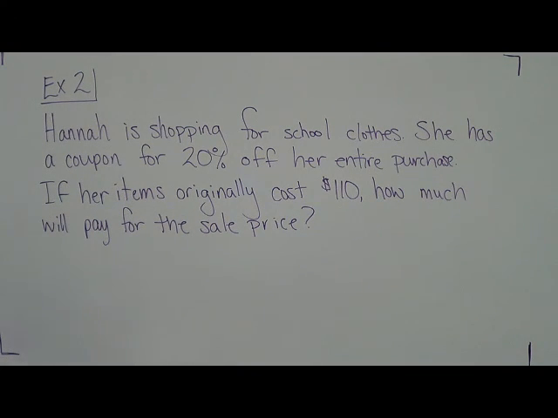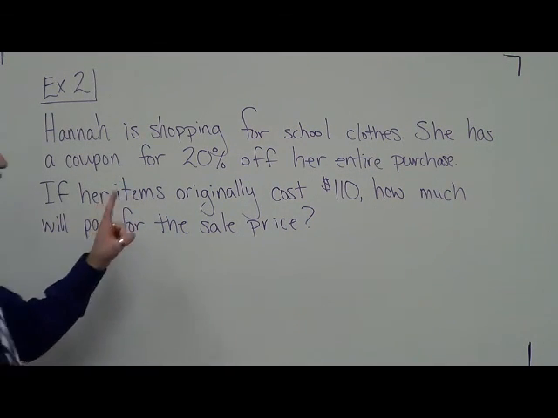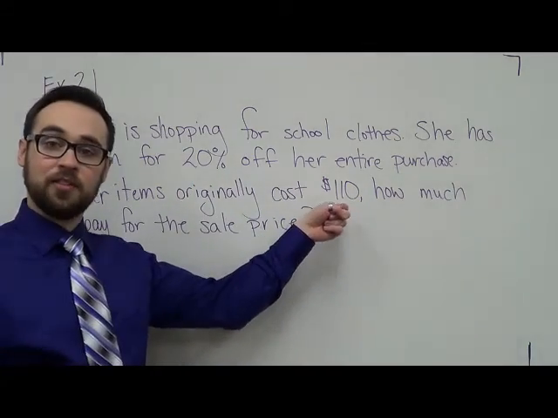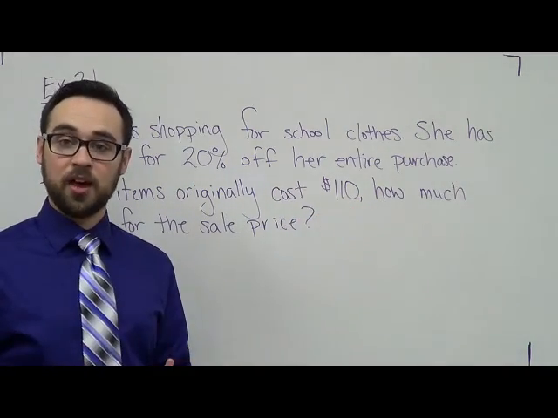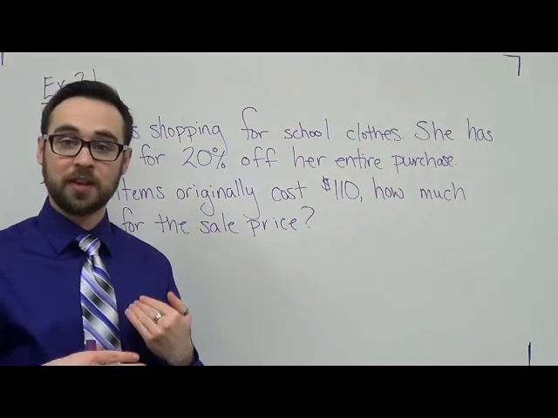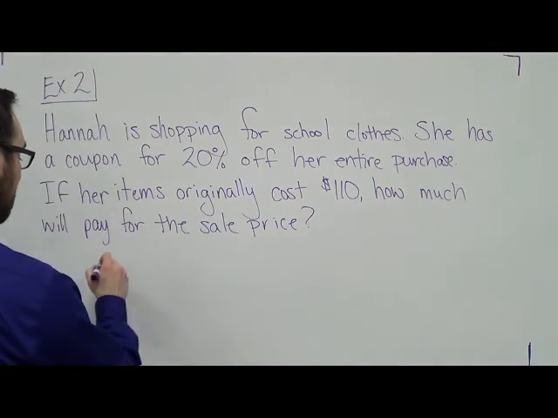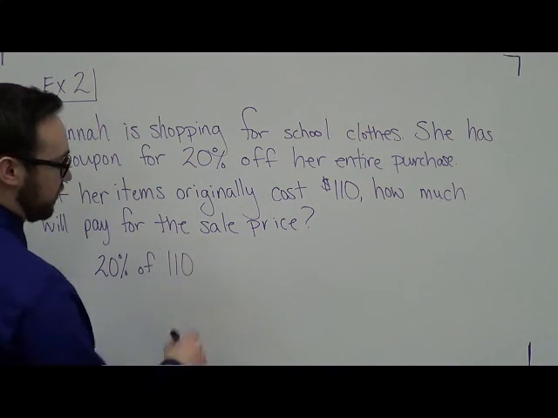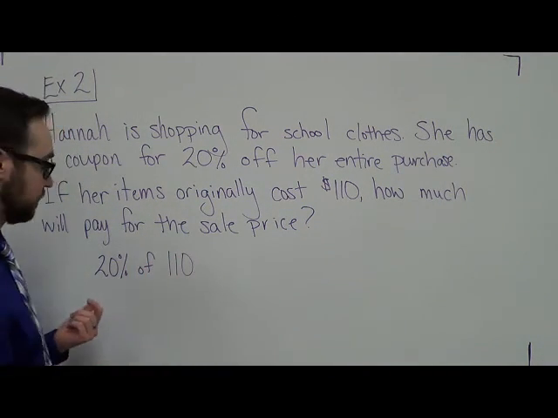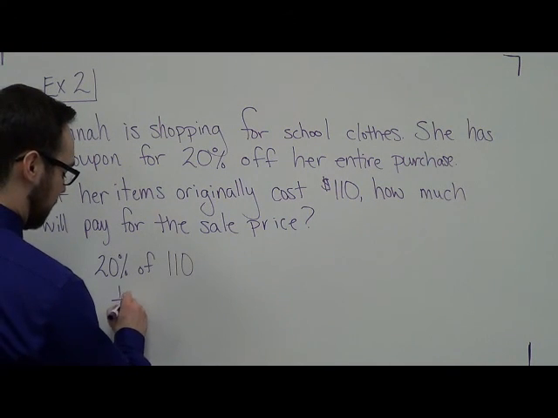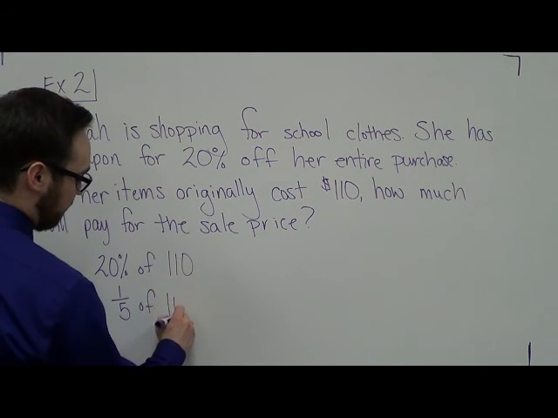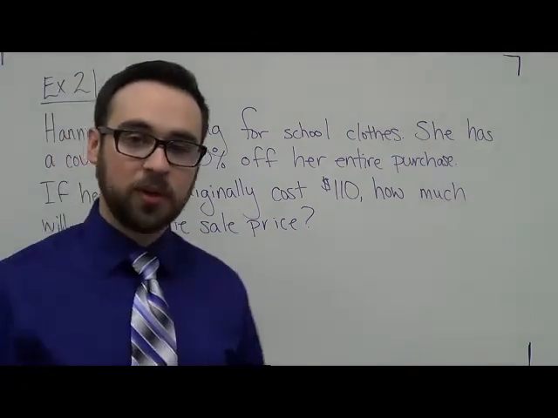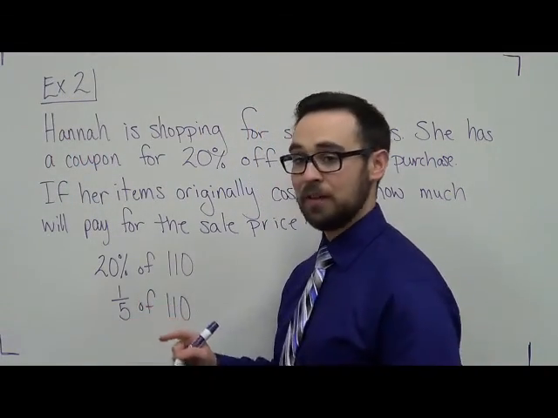So we need to do a couple of different things here, and there's a couple of different ways you could do this. One way would be to say, okay, she's going to take 20% off of the $110. So let's figure out what 20% of that is, and then we'll subtract that from the total. So let's figure out 20% of 110. Remember that 20% is 1/5. So we're looking at 1/5 of 110. So we're going to take 110 and divide it by 5.